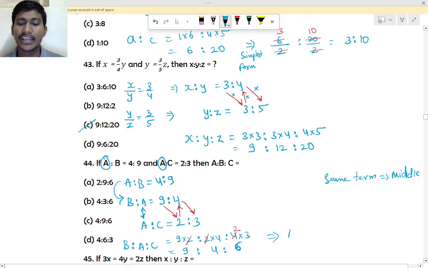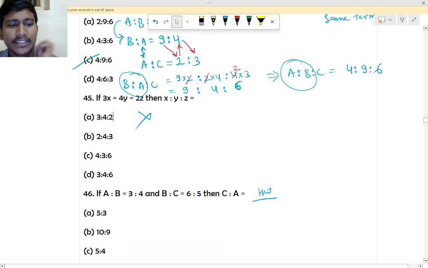Now A is to B is to C will be how much? 4 is to 9 is to 6. Answer is option C. So here B and A is there, right? You change it, reverse. Okay? B and A. You reverse it, you will get the answer. Okay? Got it?